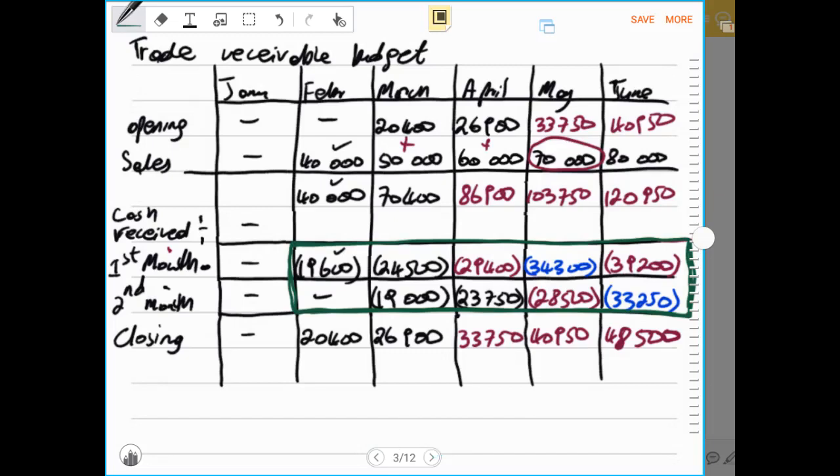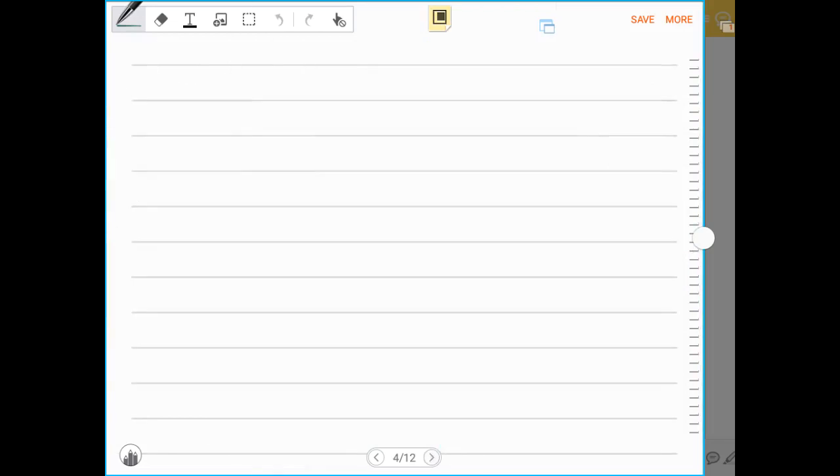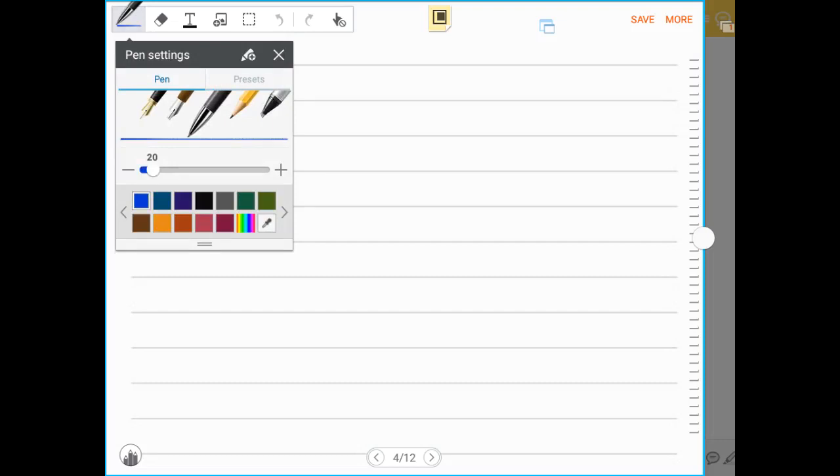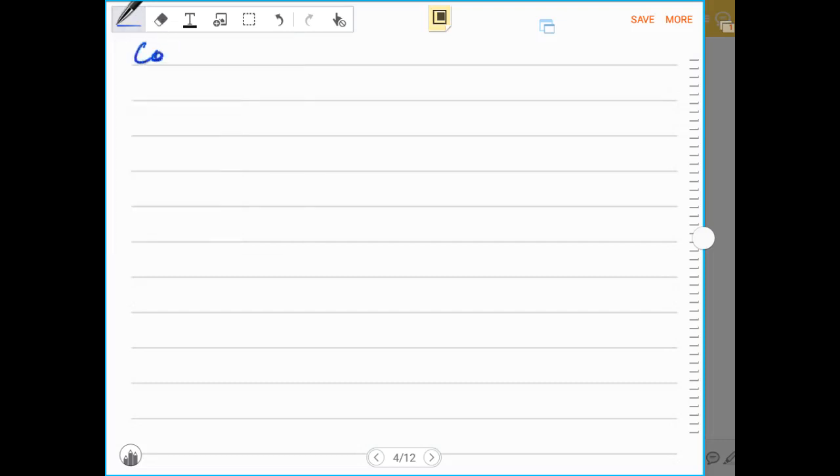So now we have to do the requirement. This is what was required to do a cash budget. The rest were just the workings. So now we start answering the question. Cash budget. And our cash budget is for 6 months, starting in the month of January, the month of February, month of March. We have April, May, and June.